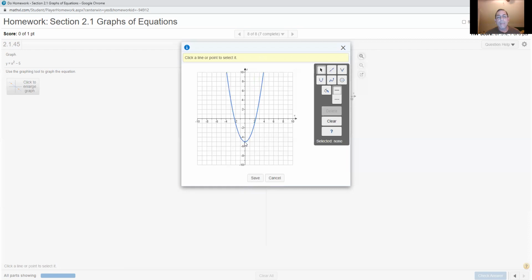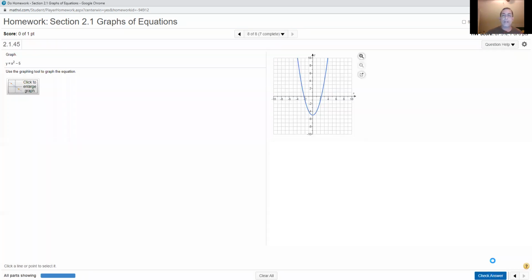Notice my vertex started at 0, came down 5. Okay, so I'm going to save that and then check our answer. All right, y'all done with that.